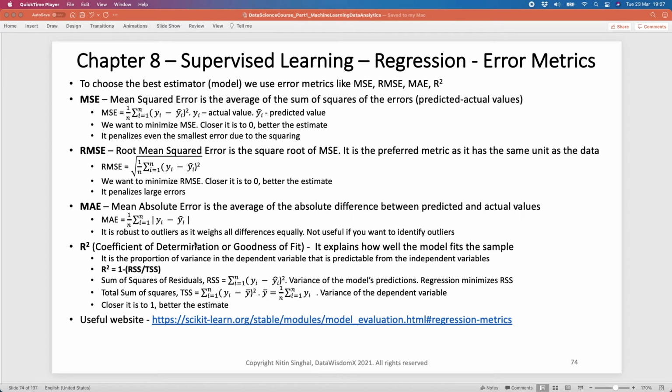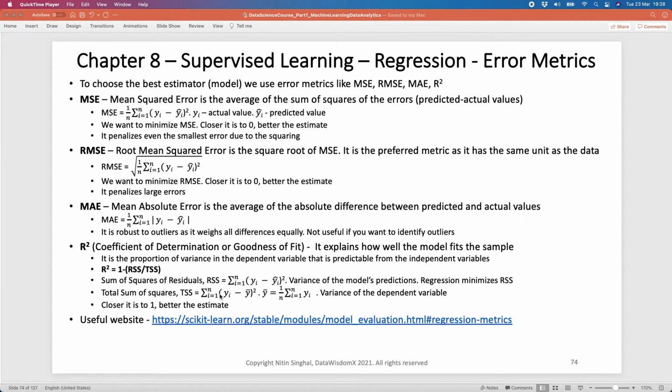So we'll now discuss the last error metric in this lecture, which is R square, or the coefficient of determination or goodness of fit. So what it does is it explains how well the model fits the sample. So the MSE, RMSE, MAE will tell you what is the error, how big it is, what is the impact of the outliers. But how do you know how well the model fits the sample? So you use the R square value, and the formula for that is 1 minus RSS by TSS. RSS, we explained, is the residual sum of squares. So difference of the actual and predicted square sum.